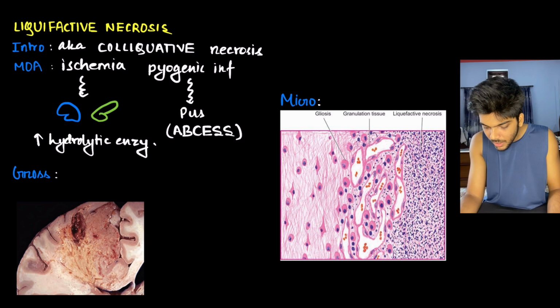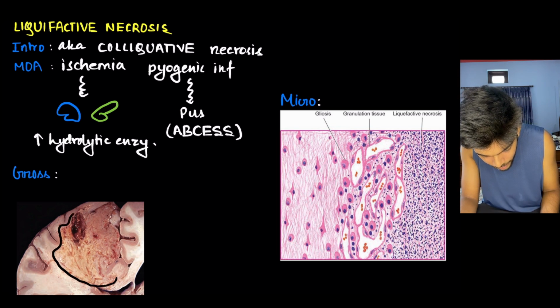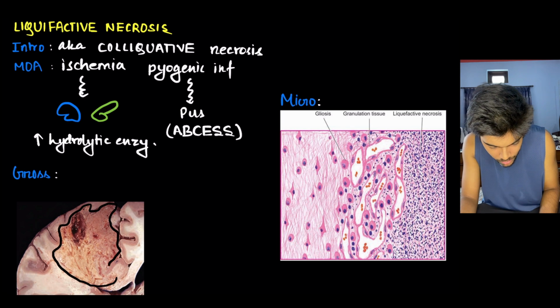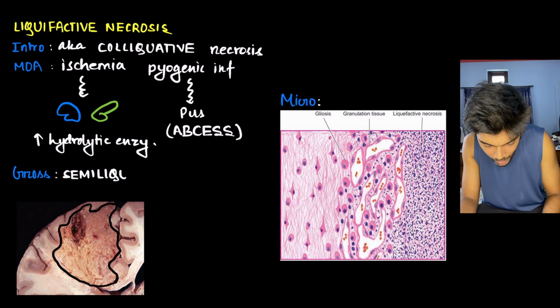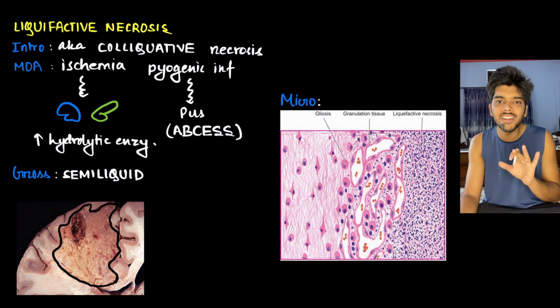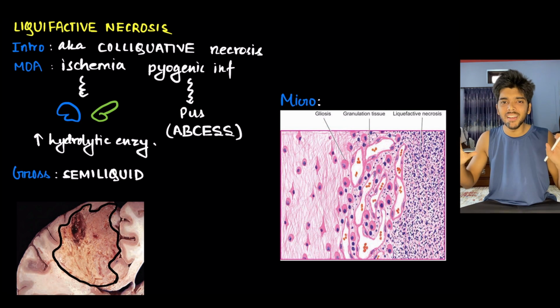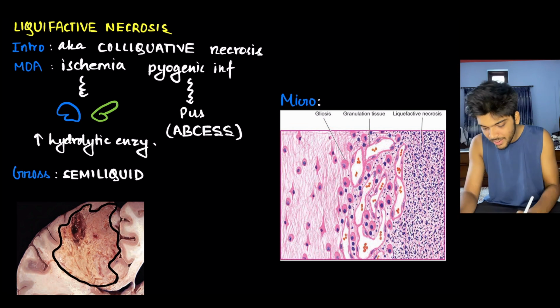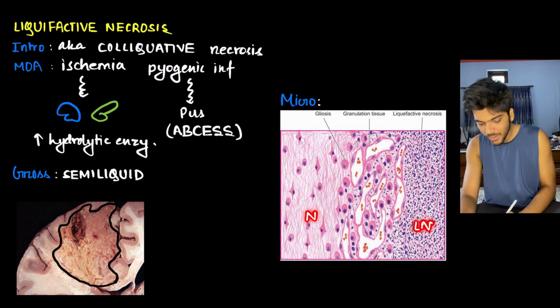Okay, let's look at the gross. In the brain, this whole area has gone through liquefactive necrosis. What does it look like? It looks semi-liquid. In coagulative necrosis, I said the architecture is preserved, but now there is no architecture to be preserved. Everything that gets destroyed becomes liquidy. So see here, liquefactive necrosis. This is the normal parenchyma, this is liquefactive necrosis.